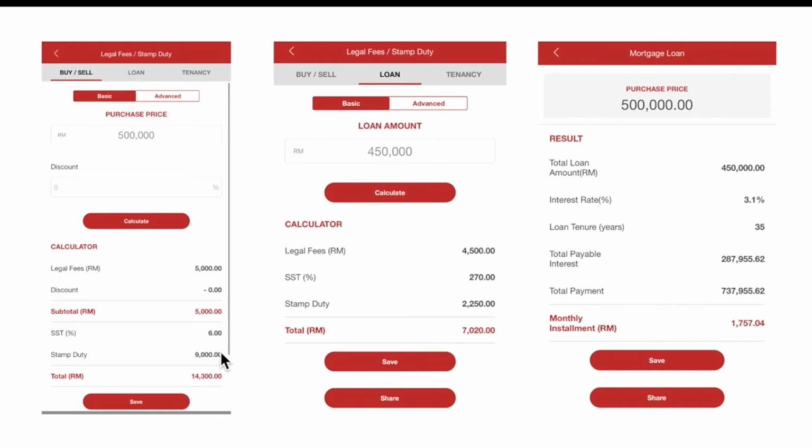So you don't ask for discount for stamp duty. Alright. So you see, when you click calculate, your legal fee is 5,000, and discount is 0, so you have to pay legal fees of 5,000, plus the SST 6%.